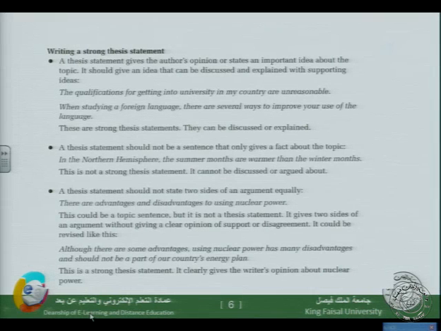A thesis statement should not, as we said, state two sides of an argument equally. There are advantages and disadvantages to using nuclear power. This could be a topic sentence, but it is not a thesis statement. It gives two sides of an argument without giving a clear opinion of support or disagreement. So you need either to support or to disagree with something. And you need to support your discussion, whether you agree or disagree, with supporting details, either facts or examples or some proofs. Okay?